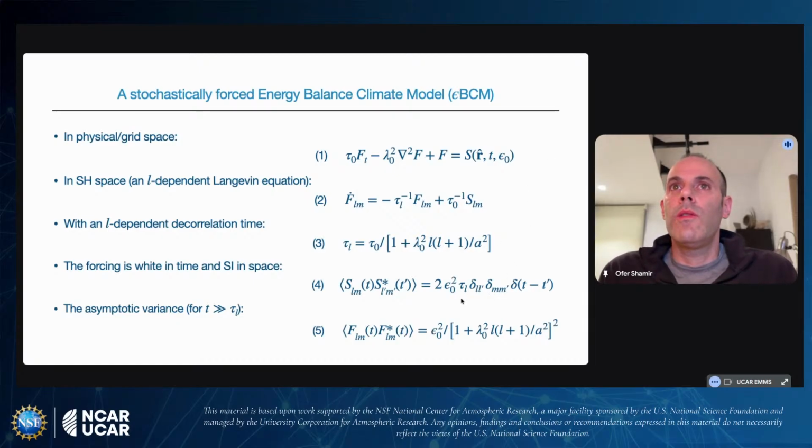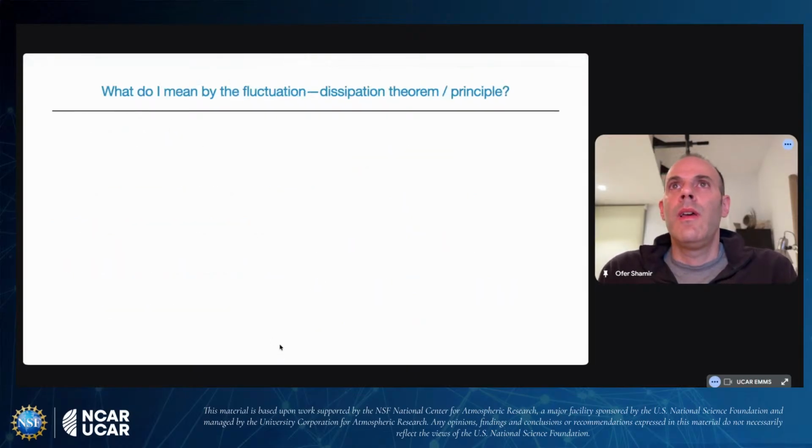But first, note that the scale dependence in the forcing is not arbitrary. It's exactly tau_L. And this is perhaps the key point that was glossed over by earlier works, which took the forcing to be scale independent. But this is where the fluctuation dissipation principle comes in, because this is the only choice that is consistent with the fluctuation dissipation principle. So let me say what I mean by that.